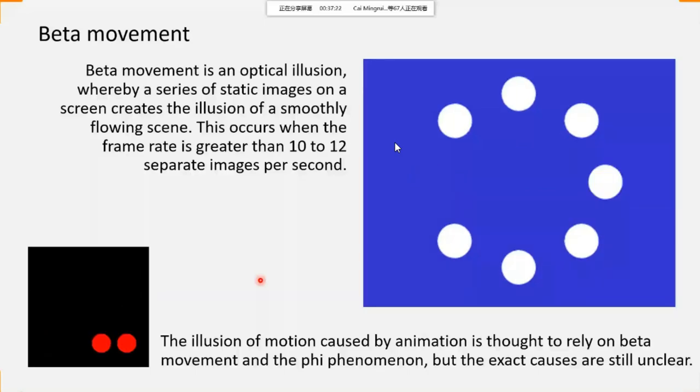So this now is another kind of movement. This is called the beta movement. And here you see there is also a kind of movement, but the situation is different. Beta movement is an optical illusion whereby a series of static images on a screen creates the illusion of a smoothly flowing scene. This occurs when the frame rate is greater than 10 to 12 separate images per second.